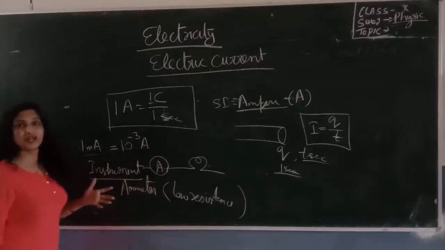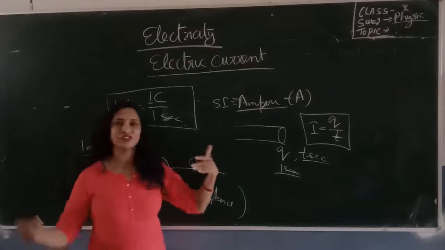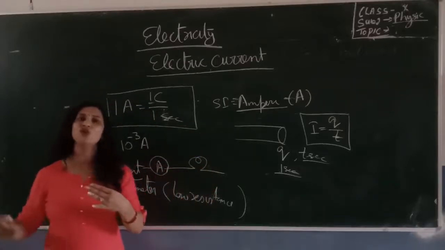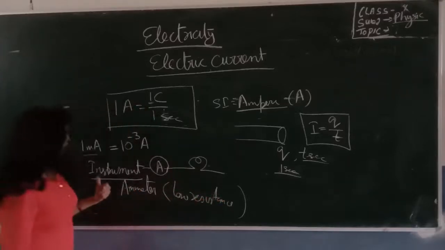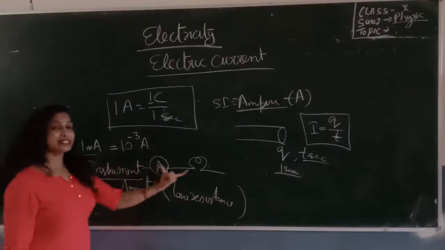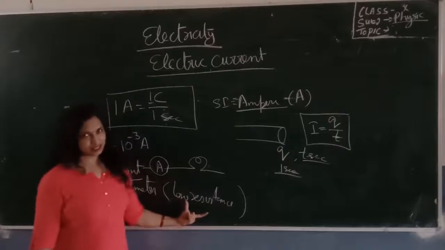I think now we know what the meaning of resistance is. Resistance is that which restricts the flow of charges, which resists the flow of free electrons. So the instrument ammeter, which we use for measuring the current and connect in series, should have a very low resistance.